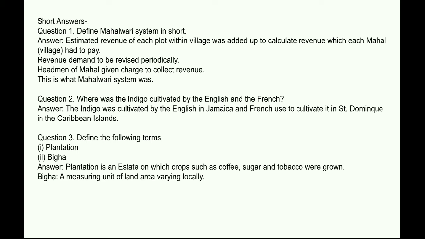Next question: where was the indigo cultivated by the English and the French? Answer: the indigo was cultivated by the English in Jamaica and French used to cultivate it in Saint Domingo in the Caribbean island. Next question: define the following terms. Plantation, biga. Answer: plantation is an estate on which crops such as coffee, sugar, and tobacco were grown. Biga, a measuring unit of land area varying locally.